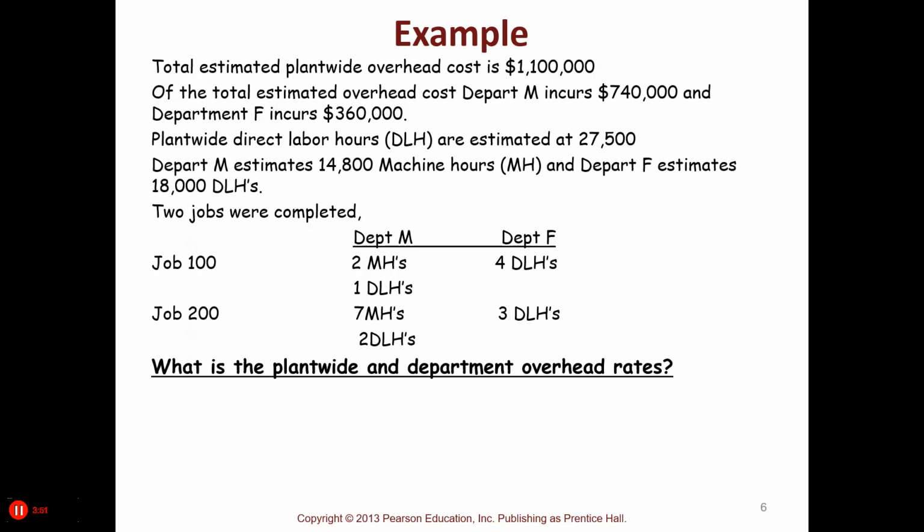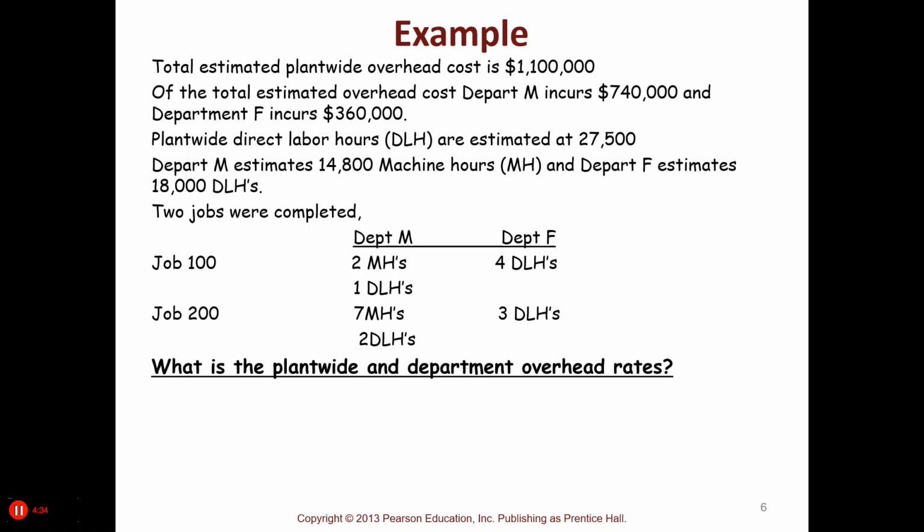So here's our example. Our total plant-wide overhead costs are $1,000,000, and of that amount, Department M is estimated to incur 740, and Department F is 360. Now the department rate right now is allocated based on direct labor hours, which are estimated for the year to be 27,500. Department M estimates they're going to use 14,800 machine hours, and Department F is estimating they have 18,000 direct labor hours. So those must be their cost drivers when you come up with their rates.